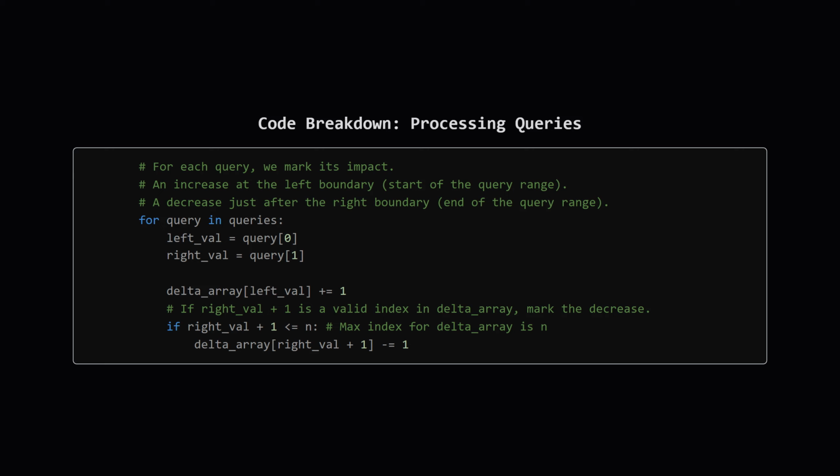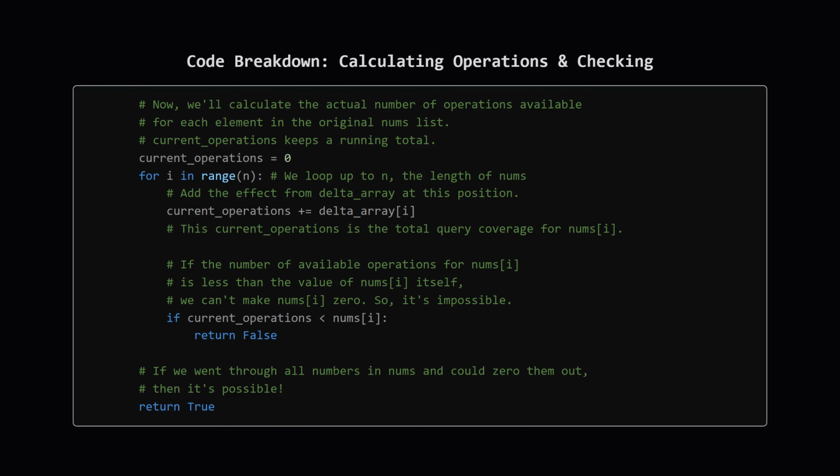Next, we loop through each query. Remember, each query gives us a left val and a right val, which are the start and end positions of its range. For the left val position in our delta array, we add 1. This signifies that an operation type becomes active here. Then, for the position that is 1 beyond the right val, we subtract 1 from the delta array. This marks where that operation type is no longer active. We just need to be careful that this right val plus 1 position is actually within the bounds of our delta array.